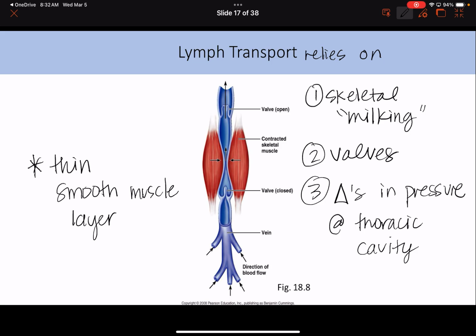Professor, you said they cannot rely on... No, this is what they rely on. They rely on skeletal milking. So they rely on the skeletal muscle around the lymph vessels to push the fluid forward. They rely on valves to keep it moving forward so there's no backflow. And then they rely on changes in pressure to create a vacuum so that that fluid gets sucked into the subclavian veins.